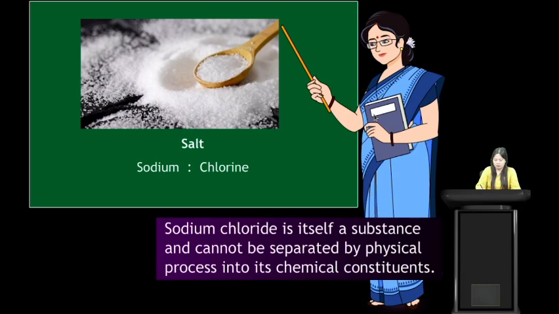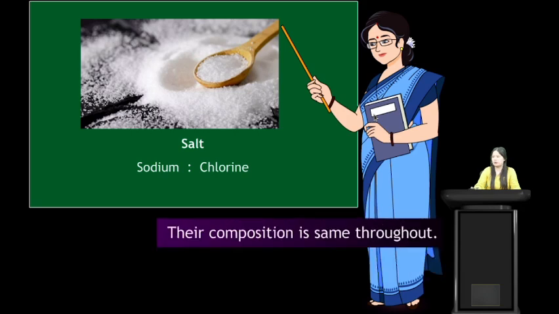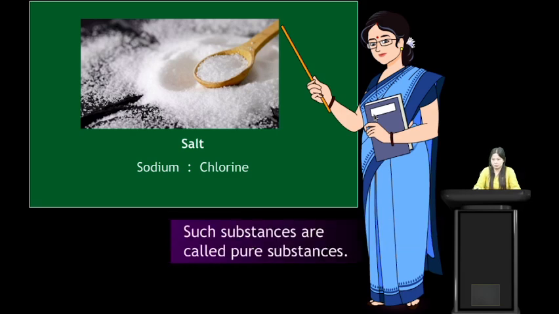cannot be separated by physical process. So their composition is the same throughout. The composition of sodium and chlorine in salt is the same throughout. So such substances are called pure substances. Salt is constituted of sodium and chlorine. They have the same composition throughout, and their chemical constituents cannot be separated by physical process. So salt is an example of a pure substance.